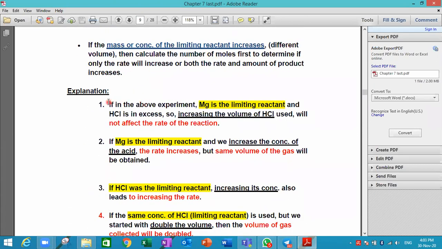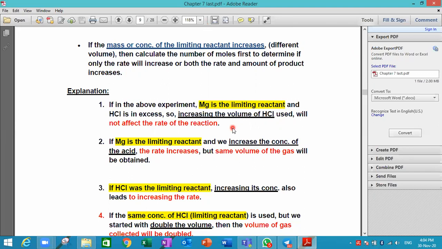But here it means that if magnesium is the limiting reactant and HCl is in excess, and we increase the volume of HCl, it will not affect the rate of the reaction. Why? Because from the beginning we are already placing an excess of HCl. So if you add more and more HCl, the rate will not be affected. It's not the volume that affects the rate, it's the concentration.